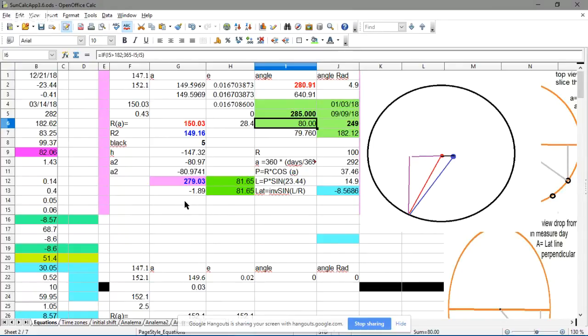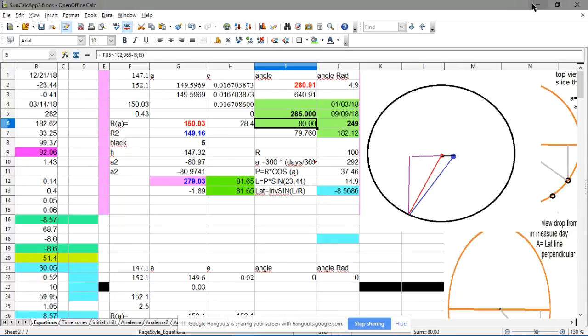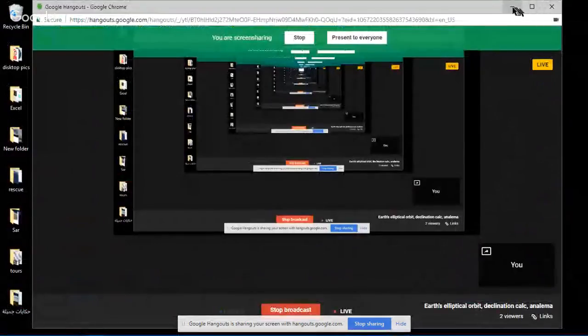That difference contributes to the analemma, and also the speed change of the Earth when it's in its closest path and furthest path to the Sun also affects the analemma. Now let me get the Google Earth.